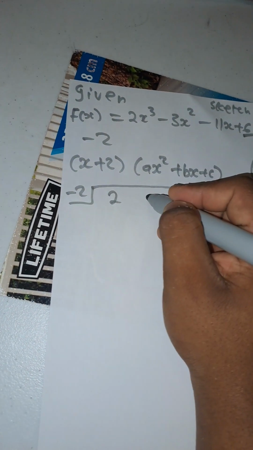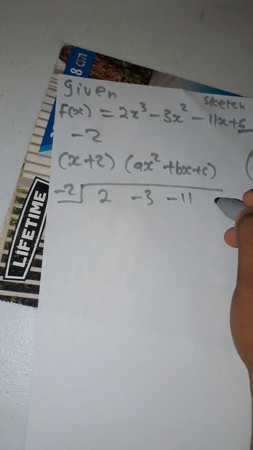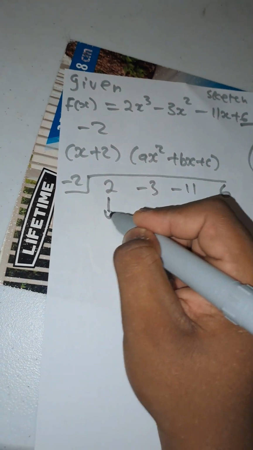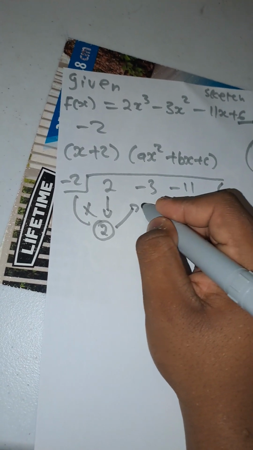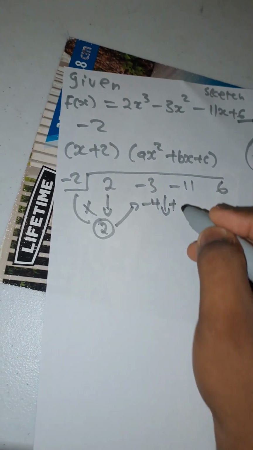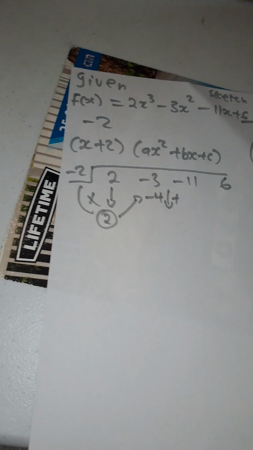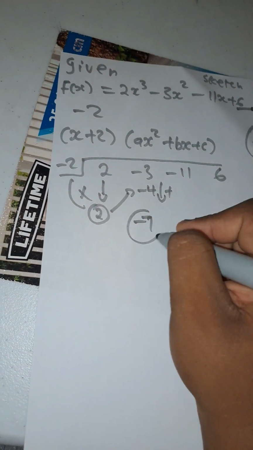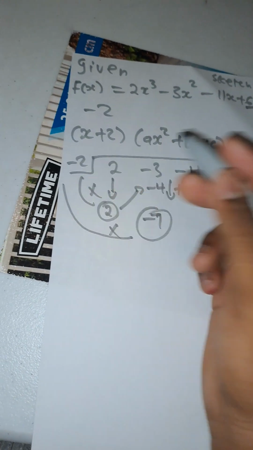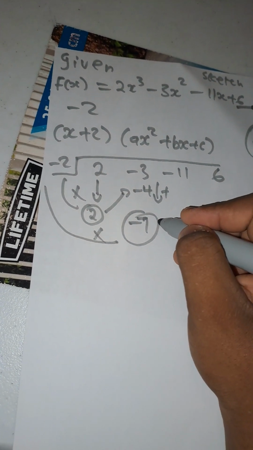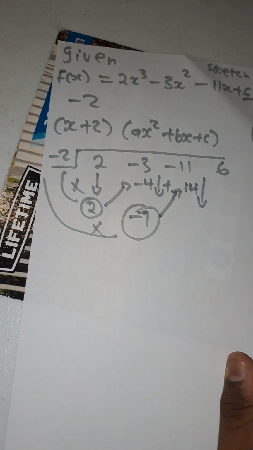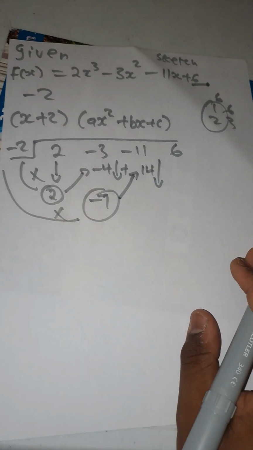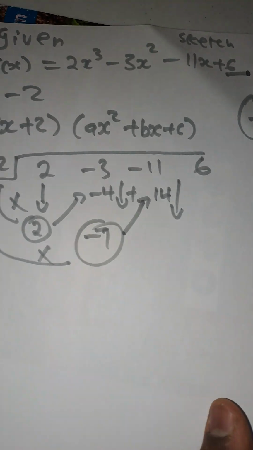So let's continue. The coefficients: 2, -3, -11 and 6. Drop the 2, circle it. 2 times -2 is -4, the -4 goes up, and then going down it is positive. -3 minus 4 is -7. Circle it, and then you multiply. What is -2 times -7? It's positive 14. And then -11 plus 14, it is what?